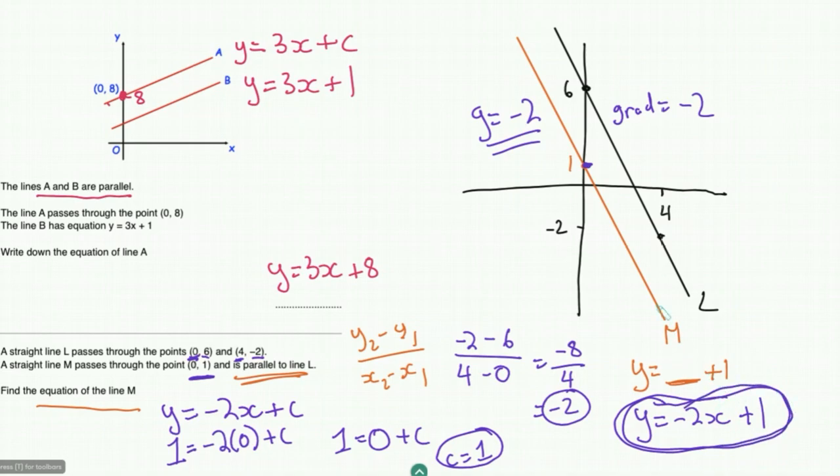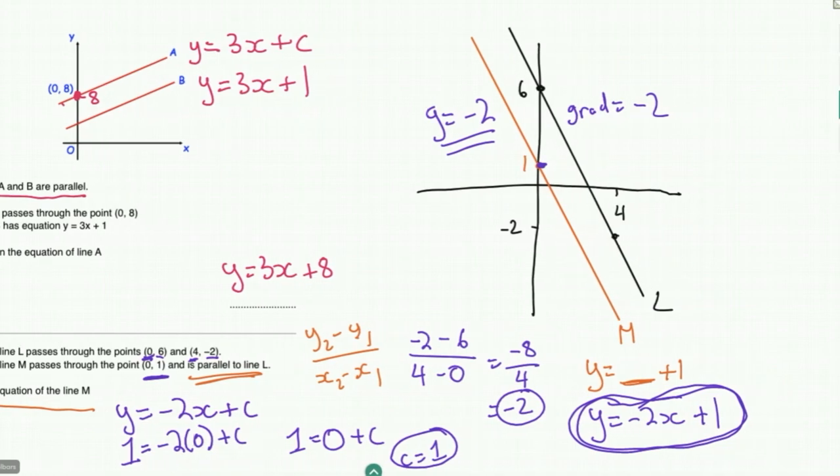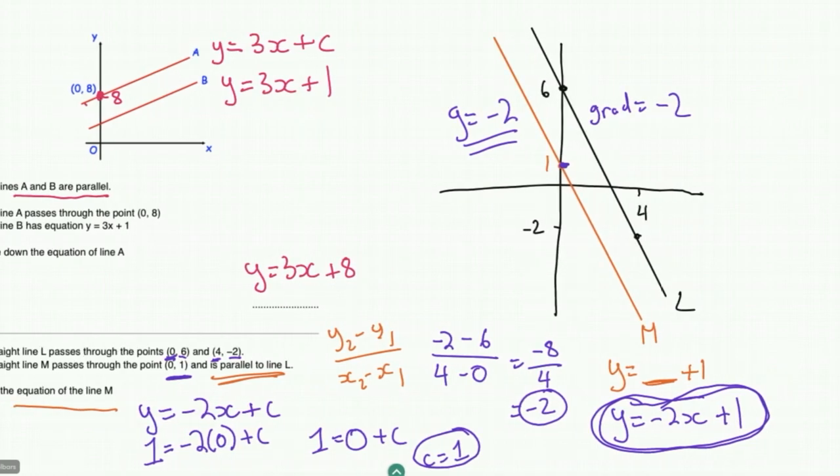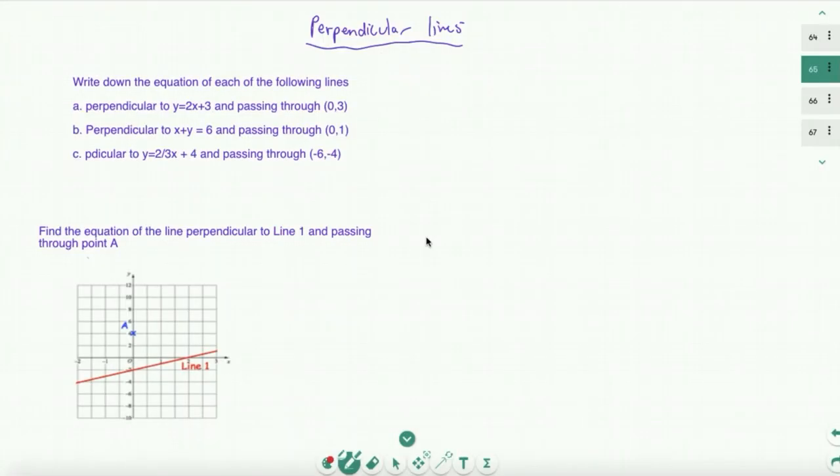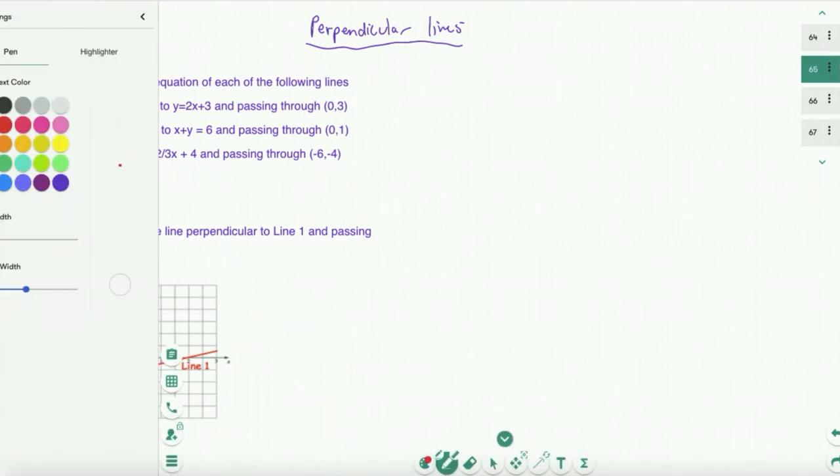And that's pretty much all we need to know for parallel lines, guys. On the next page, feel free to do these questions over here. So give it a pause, try these questions, and if you have any questions, just let me know, okay? Thanks so much. And just remember, parallel lines always have the same gradient. That's it. Cheers.